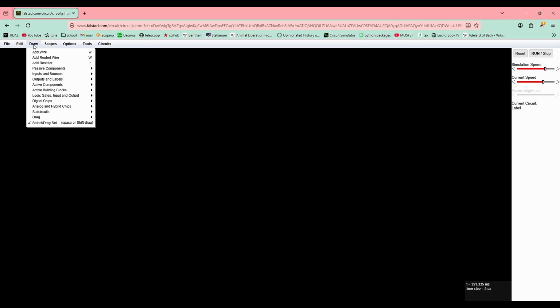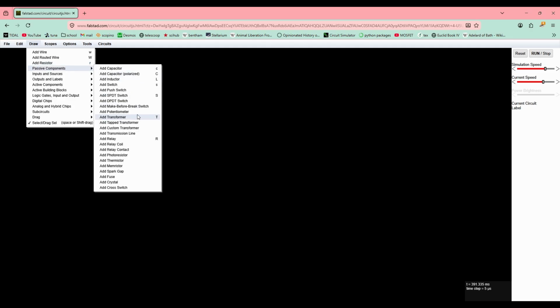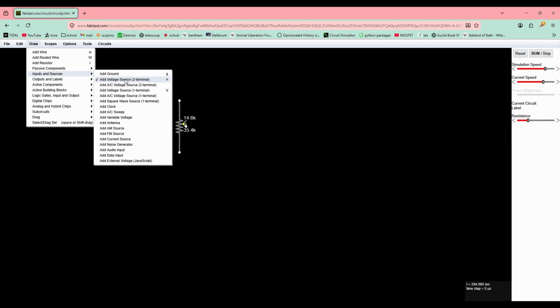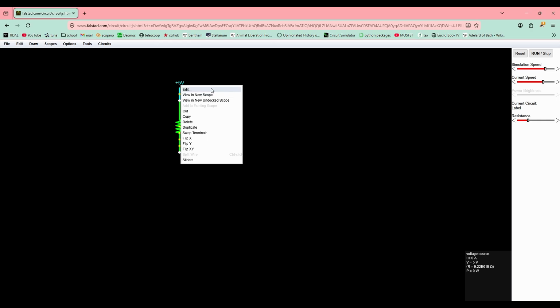So here we are back in our circuit simulator, and we just saw a bunch of resistors and how they work. So let's test it out here. If I click draw and then passive components, potentiometer, I can make a potentiometer. It's currently at 1000 ohms, but if I click edit, I can make it 50,000. And here I can change the middle pin. If I click draw, inputs and sources, add voltage source 1 terminal, I can go to 5 volts, or I can edit this to 9. If I click G on my keyboard, I can make a connection to ground.